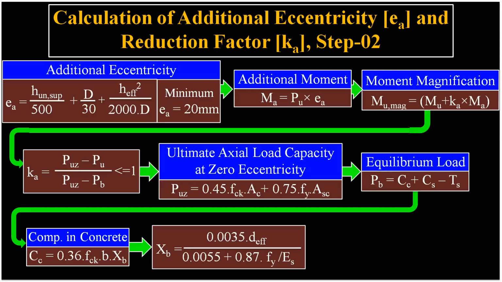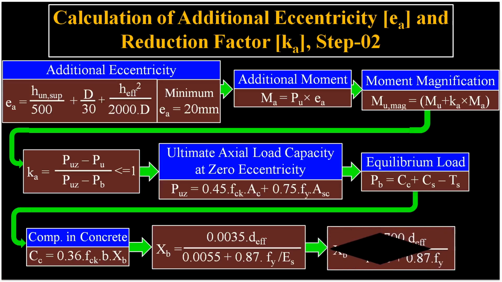In this formula, 0.0035 is the maximum allowable strain in the concrete, and we know maximum allowable strain in steel is 0.002. 0.0055 is the sum of these two strain values.